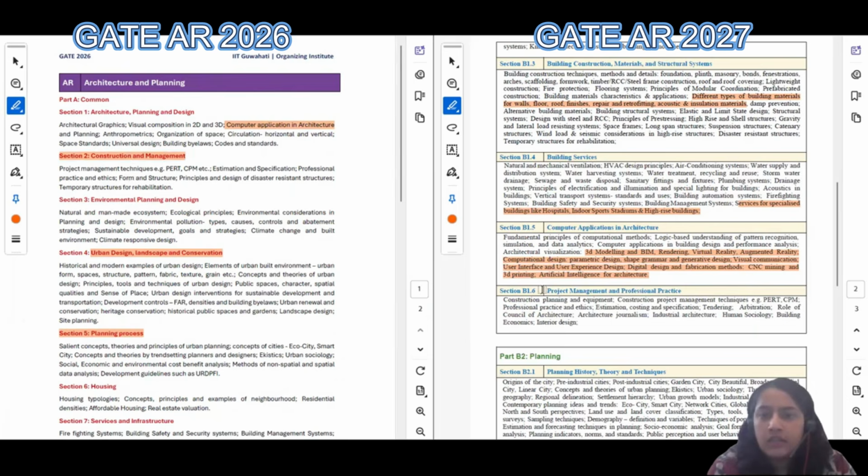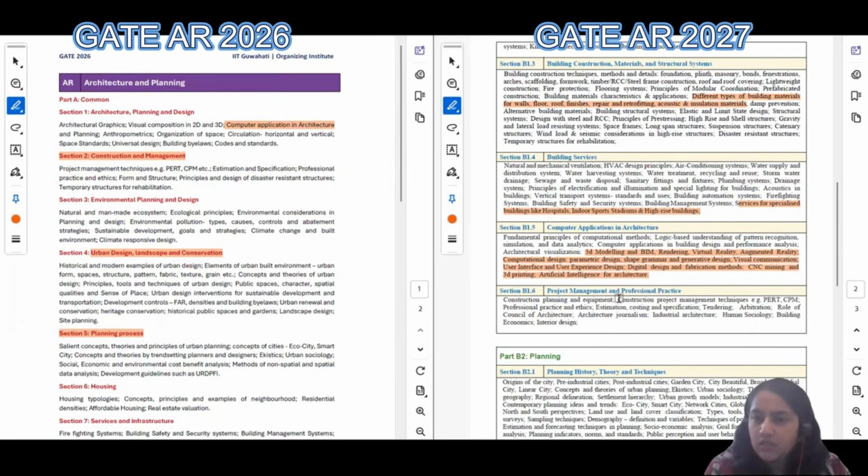Now, section B 1.6, project management and professional practice. So earlier, this was a part of your common section A. If you look at it in the 2026 syllabus, you had project management, CPM, PERT, estimation, etc. as a separate topic. So that has been added to the architecture part now. Instead of the common part, it has been moved to the architecture part.